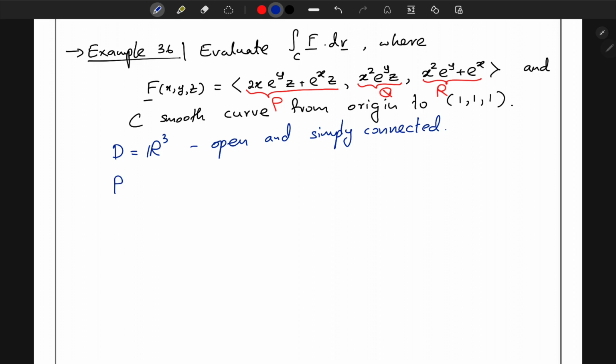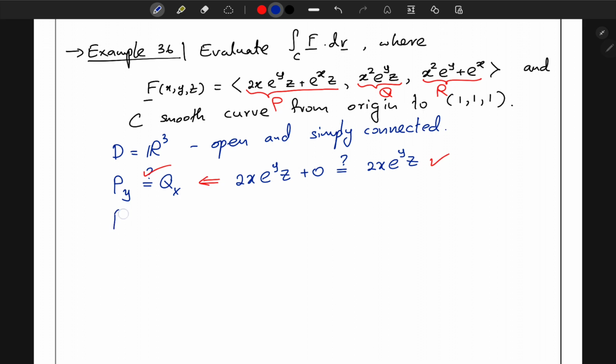Since we have three variables, we will have three equations. P sub y, is it equal to Q sub x? So let's find P sub y. 2x e^(yz) plus a 0, is it equal to Q sub x? It's 2x e^(yz). Yes, they are equal. So therefore this is true.